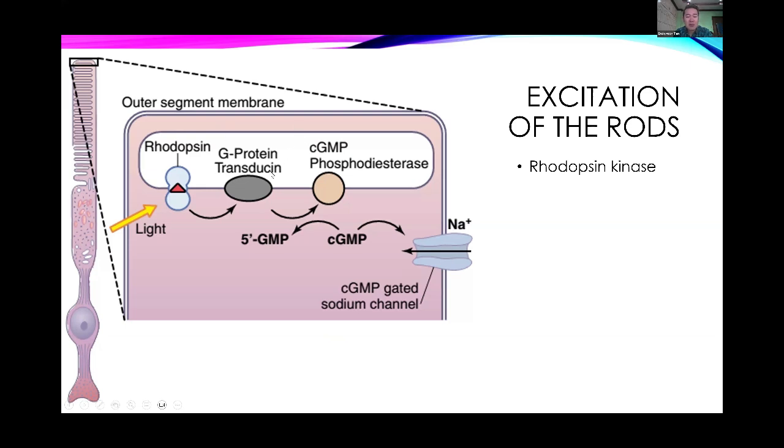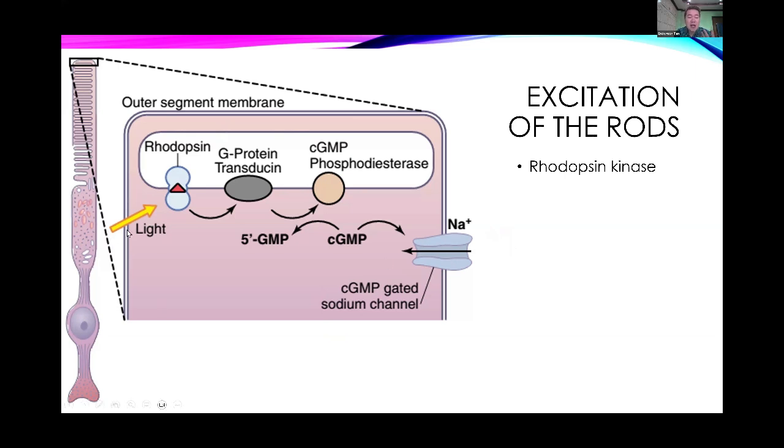Rhodopsin, G-protein transducin, there's no phosphodiesterase that will destroy the cyclic GMP. Wala yan. So in the resting phase, the sodium can go inside because the cyclic GMP is high. The cyclic GMP is high, therefore the gated sodium channels are open. Sodium can go inside, making the membrane minus 40, less negative.